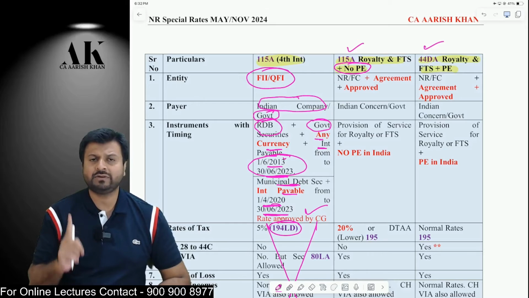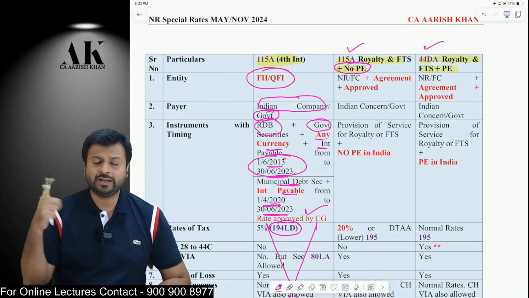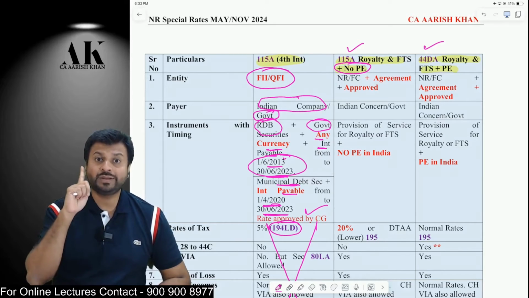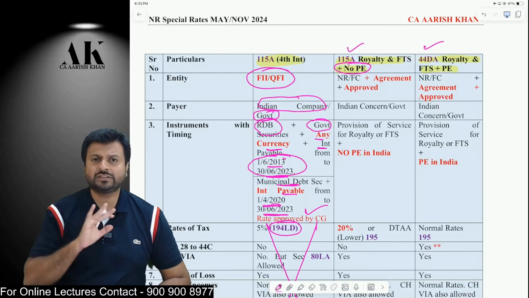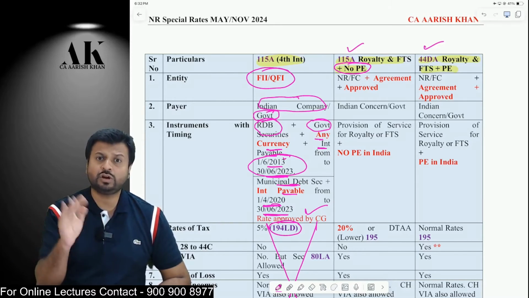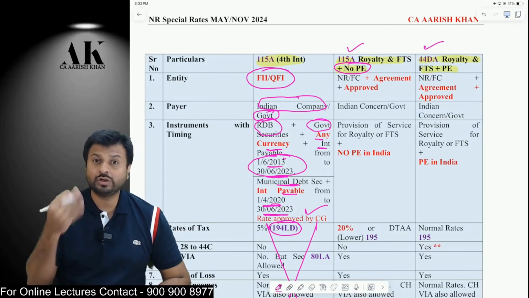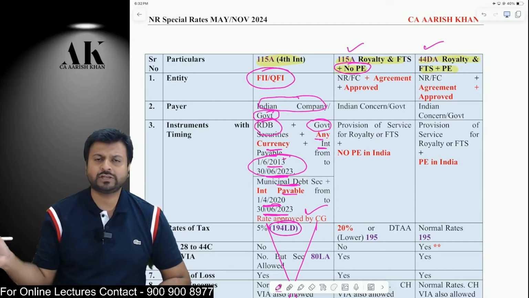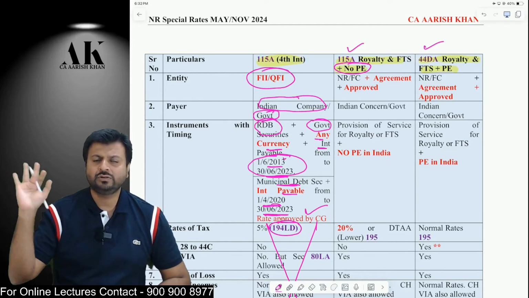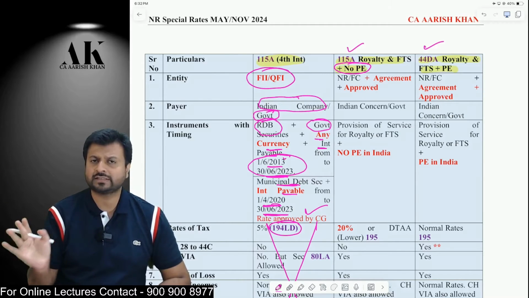For coming under 115A and 44DA, there has to be an agreement between both the parties and it should be approved by central government. Otherwise, you will not get the advantage of these two sections. If there is no agreement, or if there is an agreement which is not approved by central government, then you don't come under 115A and 44DA. Then normal provisions will apply, and normal provisions mean normal tax rates, etc. You can claim deductions also, all those things. Special tax rates will not apply to you.